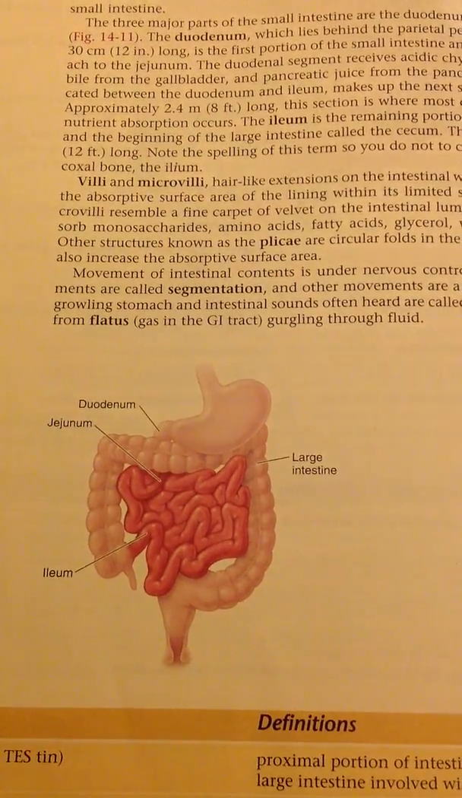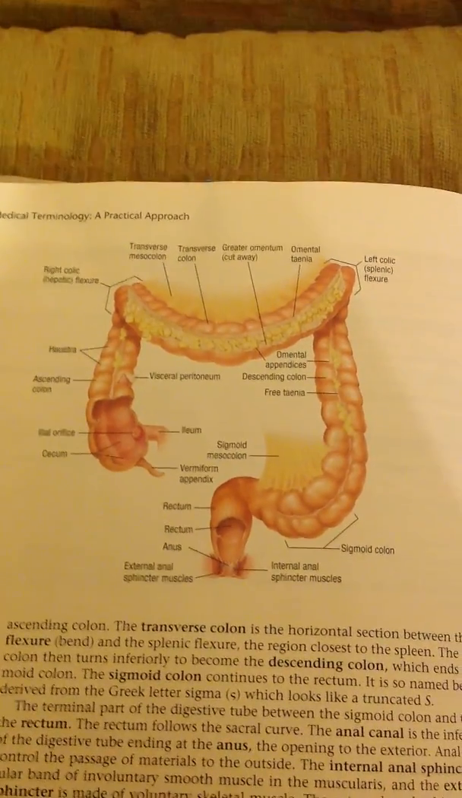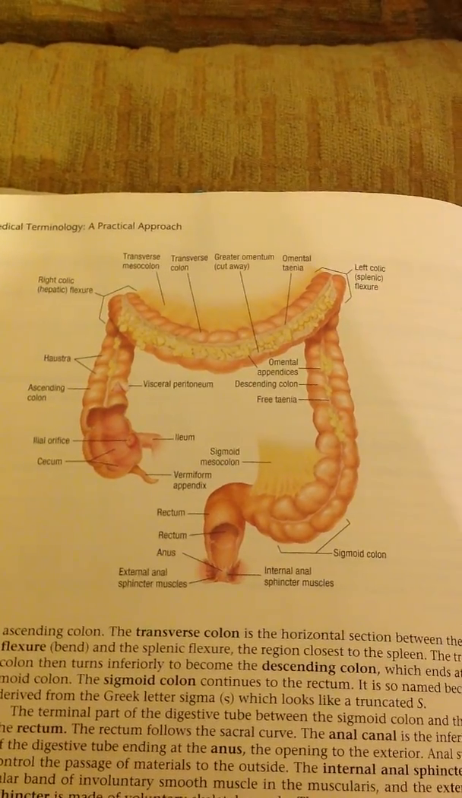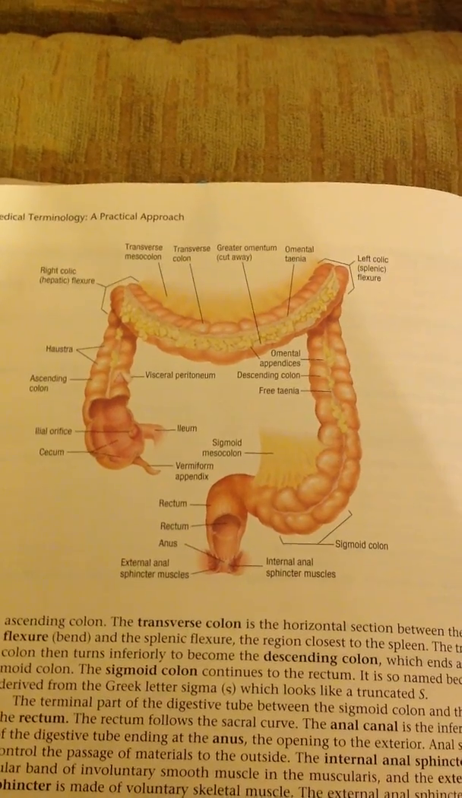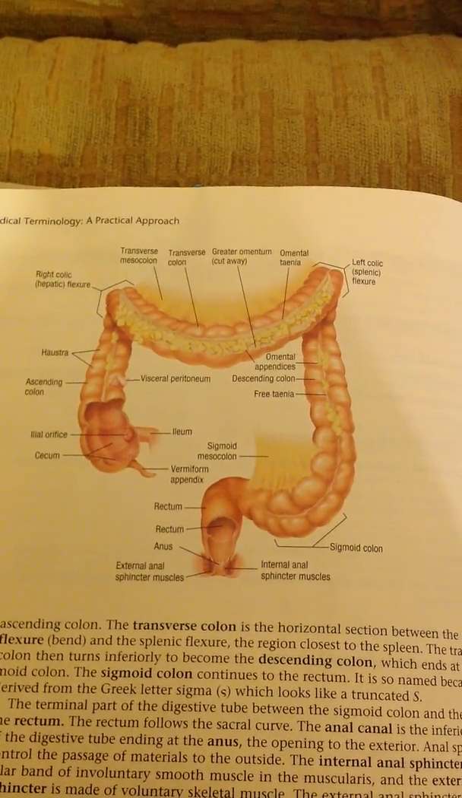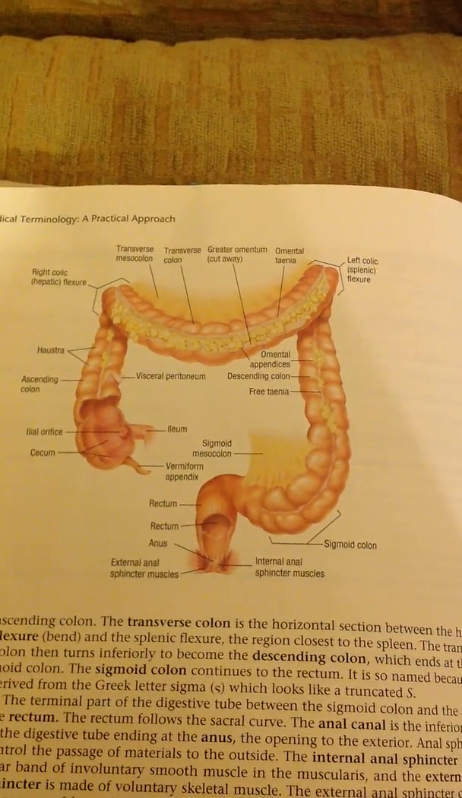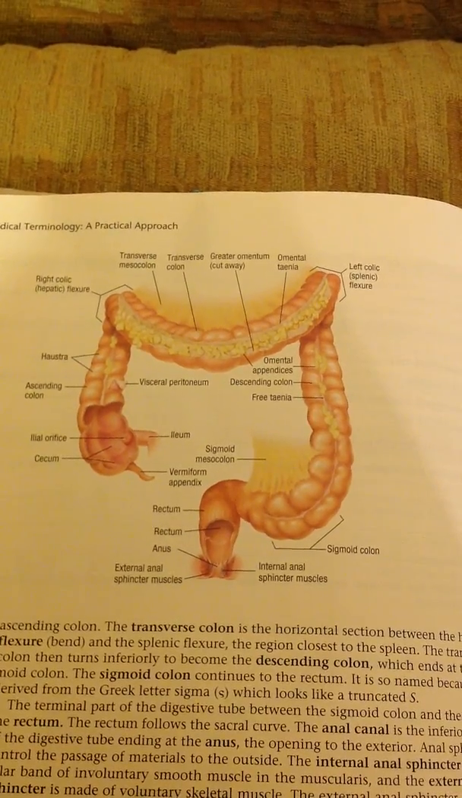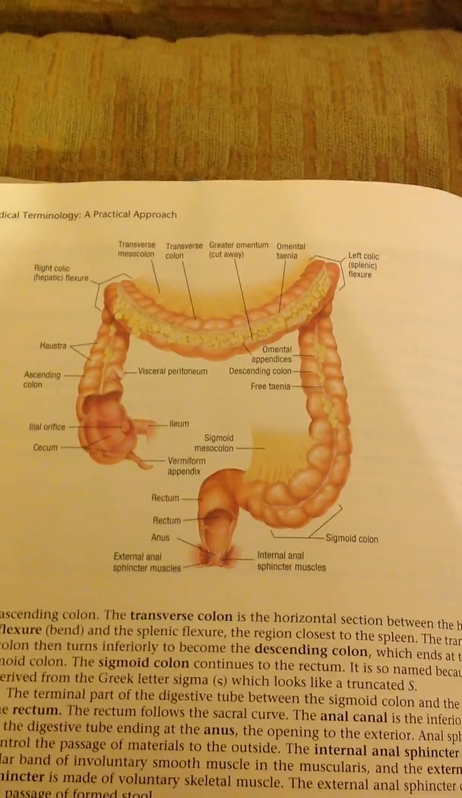The large intestine is the next step, and it extends from the ileocecal valve, which is the circular muscle between the ileum and the cecum. The large intestine is also called the colon, which has four subdivisions: the ascending, transverse, descending, and sigmoid. The ascending colon is the section of the large intestine from the cecum to the hepatic flexure.